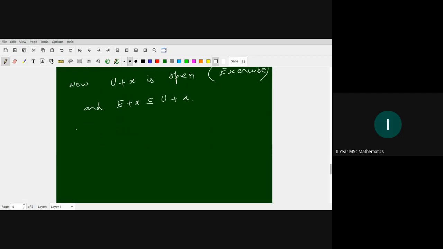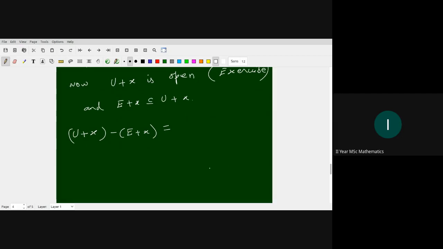Right? Now, what is the measure? Now we are at m star. I don't know whether e plus x is measurable or not. So m star of u plus x minus e plus x. So we consider the difference of these two sets, u plus x minus e plus x.